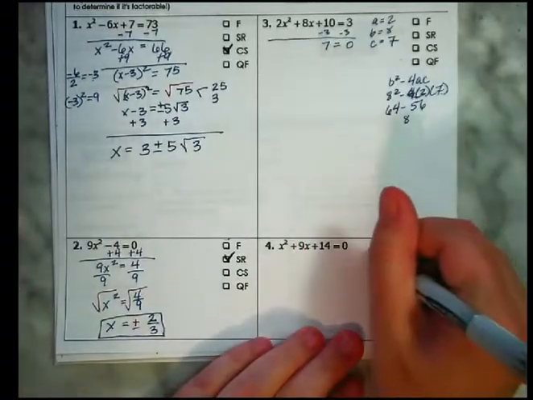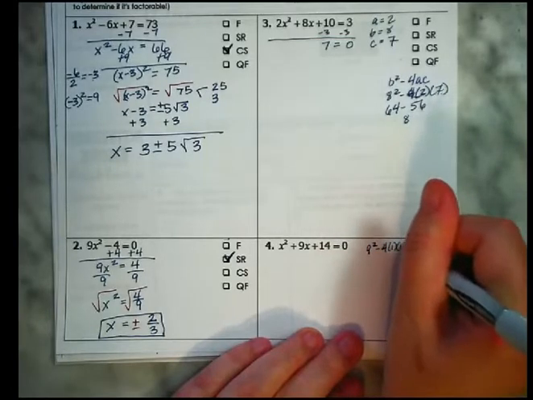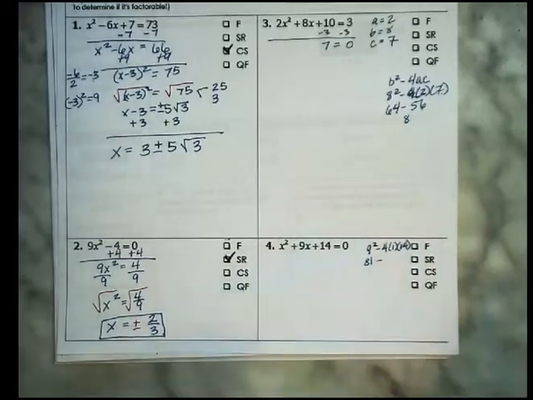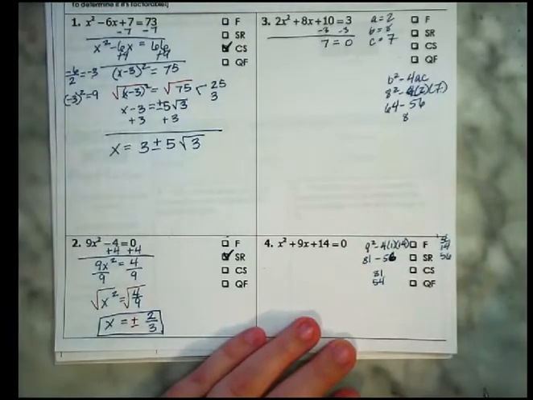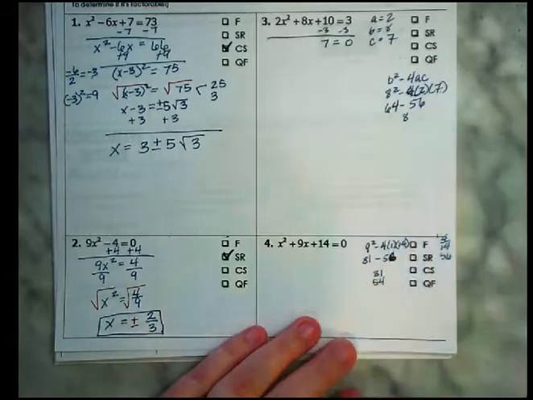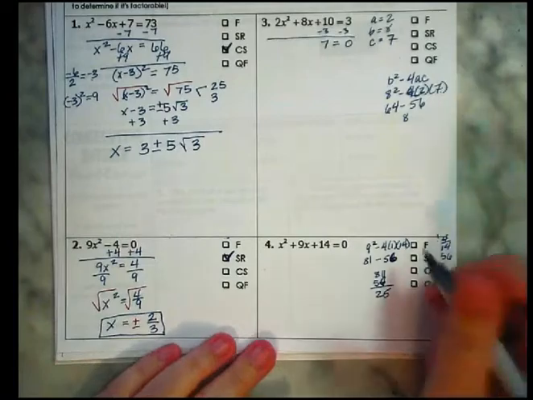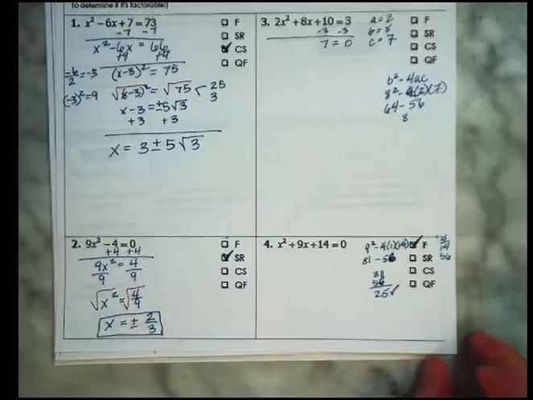Okay, B squared minus 4 times A times C is 81, and then 4 times 14 is, well, that should be a 56. And then 81 minus 56. So my discriminant for number 4 is 25, which is a perfect square. So I'm going to factor number 4.